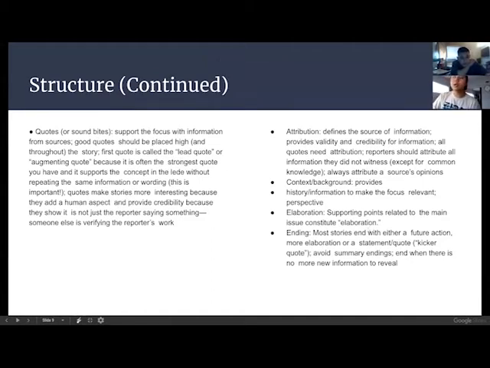Elaboration comes from the verb elaborate. It means to give more supporting evidence. So context gives background information. Elaboration, you give more supporting evidence. So similar, but it gives us more beyond. And then the ending, the tail of the story. Most stories end with either a future action, more elaboration, or quotes. The quote at the end of a story, an article, is called the kicker.